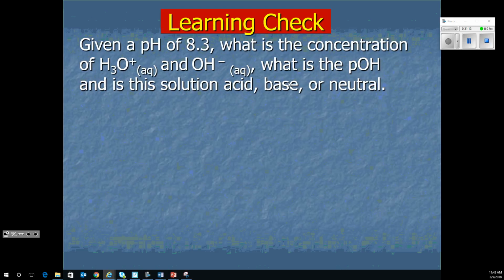So we're going to do a learning check. You had some others there that you can do to practice, but we're going to stop and do a learning check. Somewhere, again, you can grab a piece of scratch paper. I want you to take a pH of 8.3 and find everything else on the square, and then tell me if it's an acid, base, or neutral situation. So everybody try it.